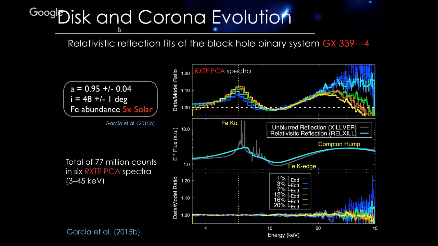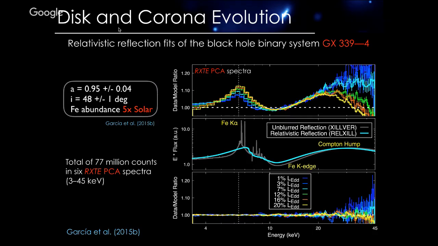You see the version called Silver is the unblurred reflection. That means no GR. The one called RelSil is a relativistic reflection, meaning you include the GR effect. So in this case, as I showed before, you need both of them, because likely you have reflection from both close and farther away from the black hole. And the panel in the bottom shows the residuals of the fit of this model to the data.